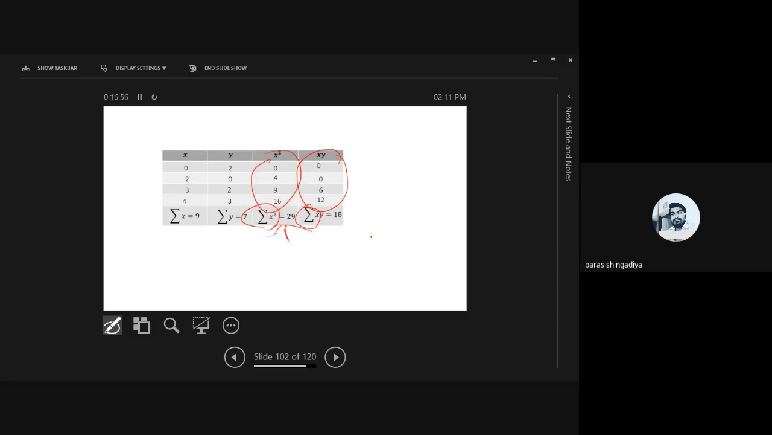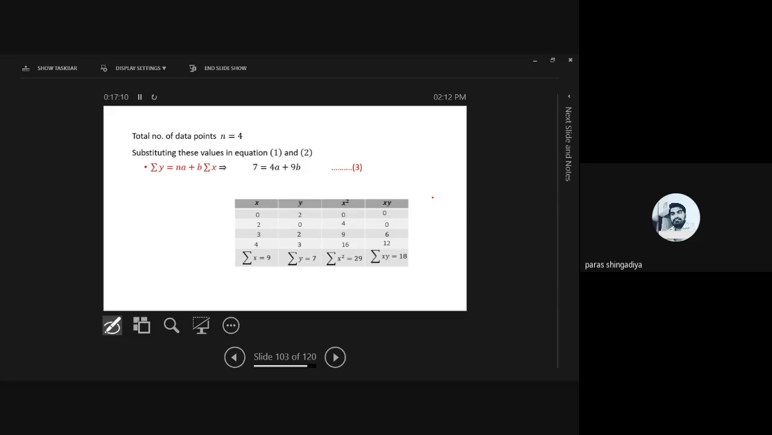Okay, that is easy. It is easy, isn't it? What is difficult? And then identify the total: 0 plus 0 plus 6 plus 12. 6 plus 12 will be 18. Okay, that is the second step. Prepare this table, and then use these tabular values in both formulas.